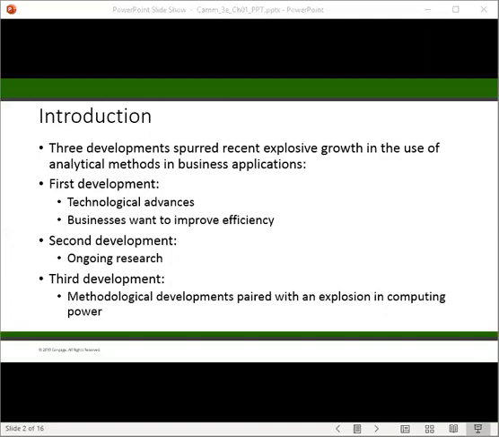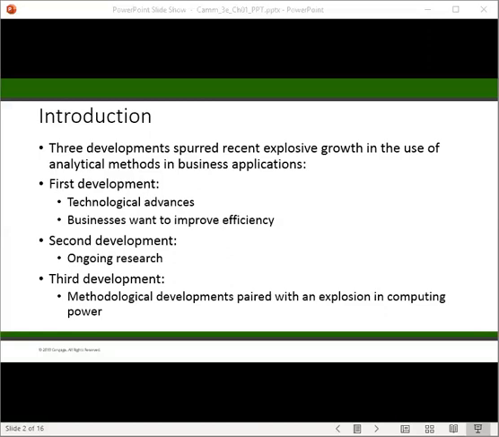Secondly, business wants to use data to improve efficiency and the profitability of their operations. They can do this by better understanding their customers, pricing their products more effectively, and doing all manner of things to gain a competitive advantage in the marketplace.